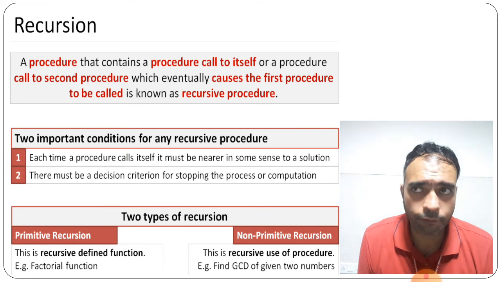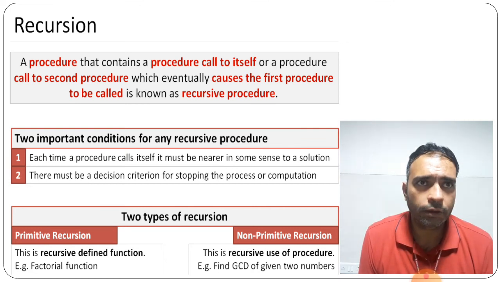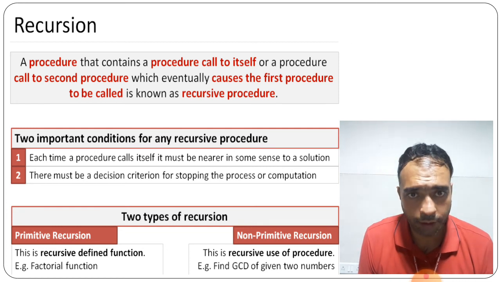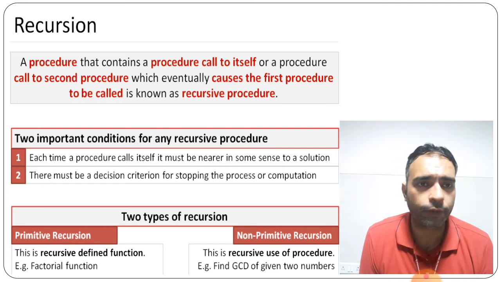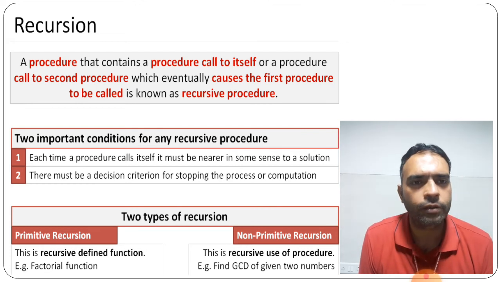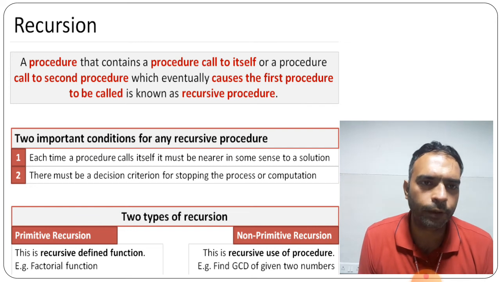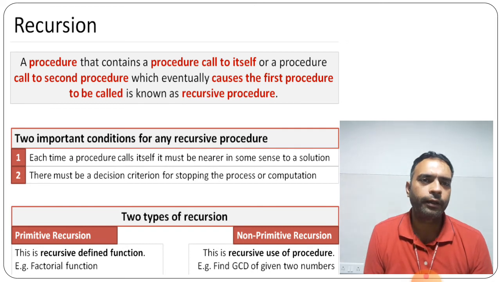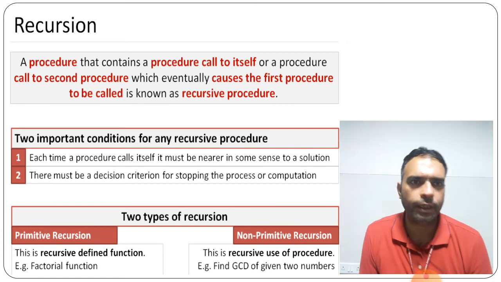And there are two types of recursion. The first is primitive, and the second is non-primitive. The primitive is one in which we have a recursively defined function, and the non-primitive is a recursive use of a procedure. An example of primitive is the factorial function, and an example of non-primitive is GCD. GCD means HCF, which we normally find, the HCF and LCM part; HCF has a second name, GCD. So we can find GCD using this non-primitive recursion.